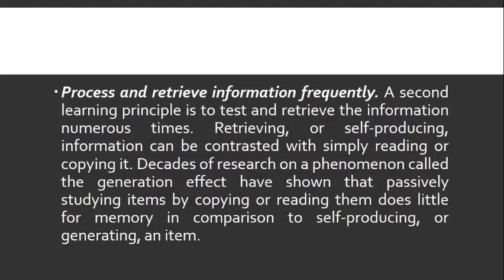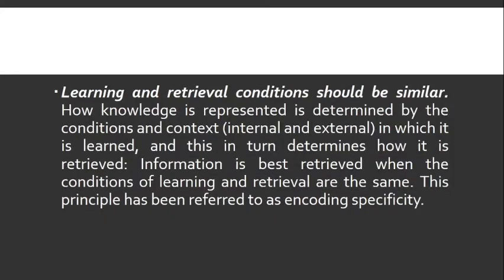Number 2. Process and retrieve information frequently. A second learning principle is to test and retrieve the information numerous times. Retrieving or self-producing information can be contrasted with simply reading or copying it. Decades of research on a phenomenon called the generation effect have shown that passively studying items by copying or reading them does little for memory in comparison to self-producing or generating an item.